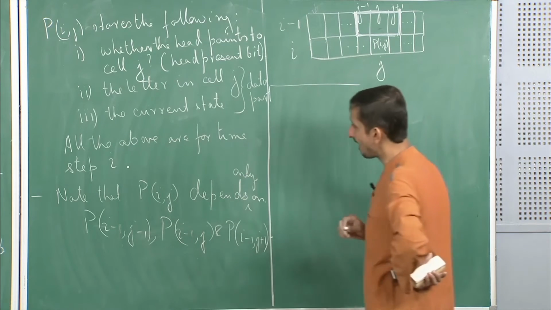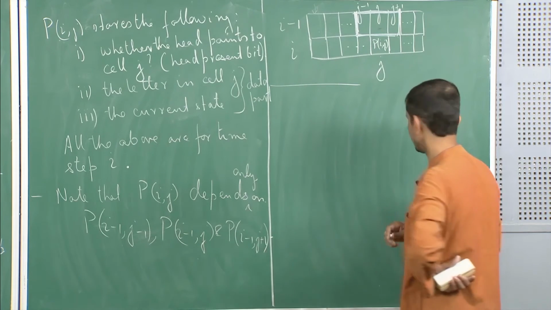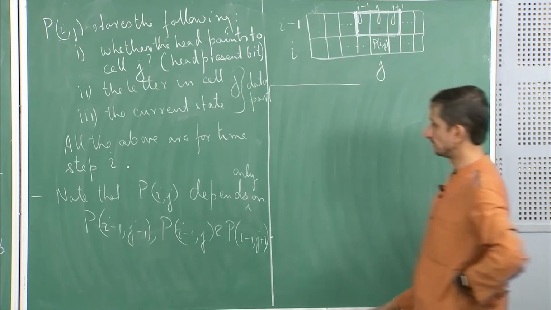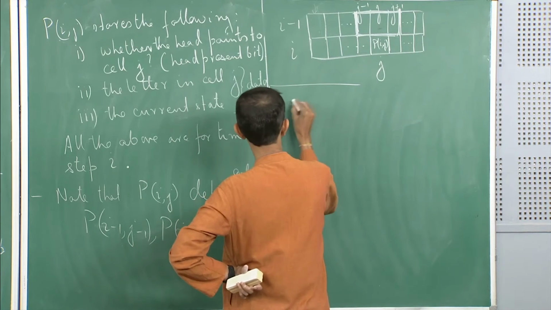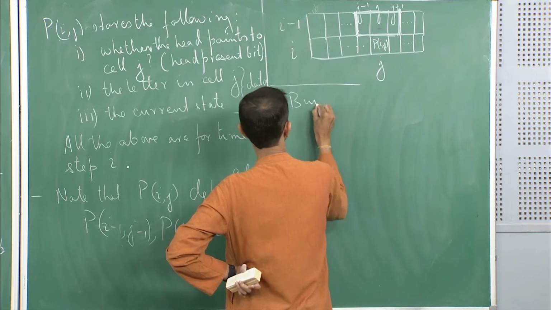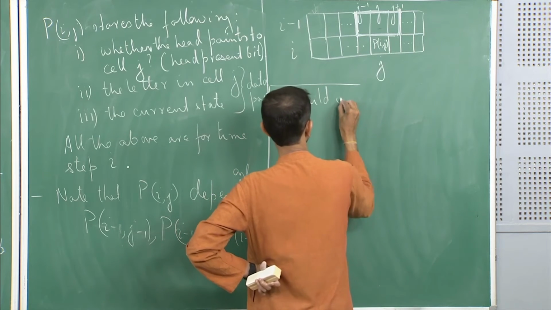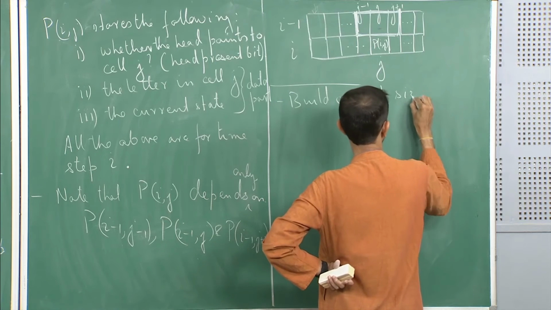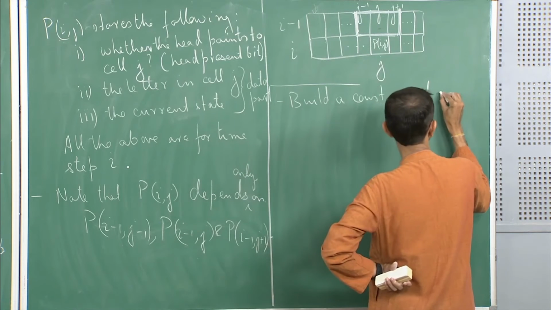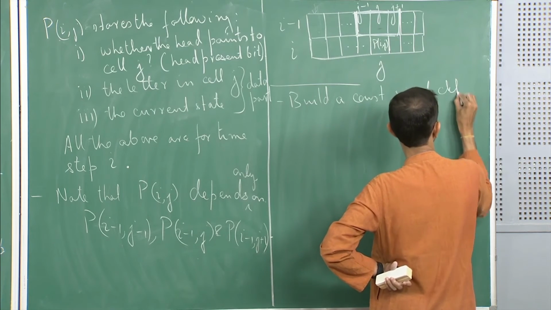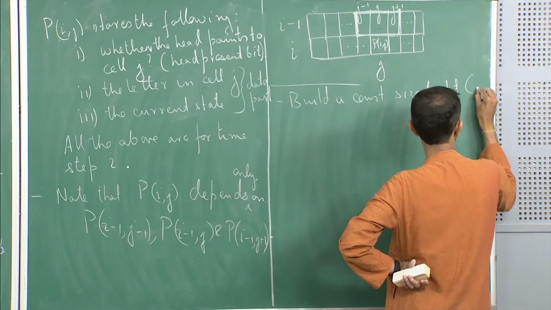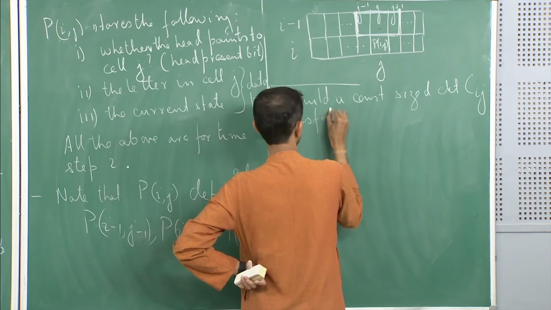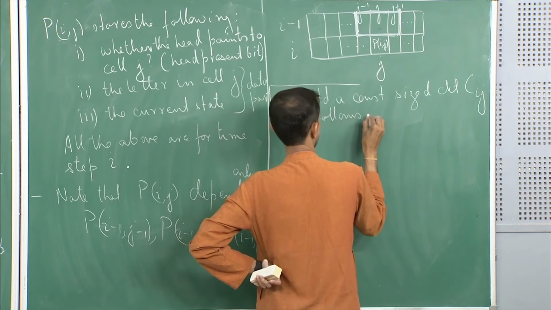How do I write this? So we build a constant sized circuit, let us call it C_ij, as follows.